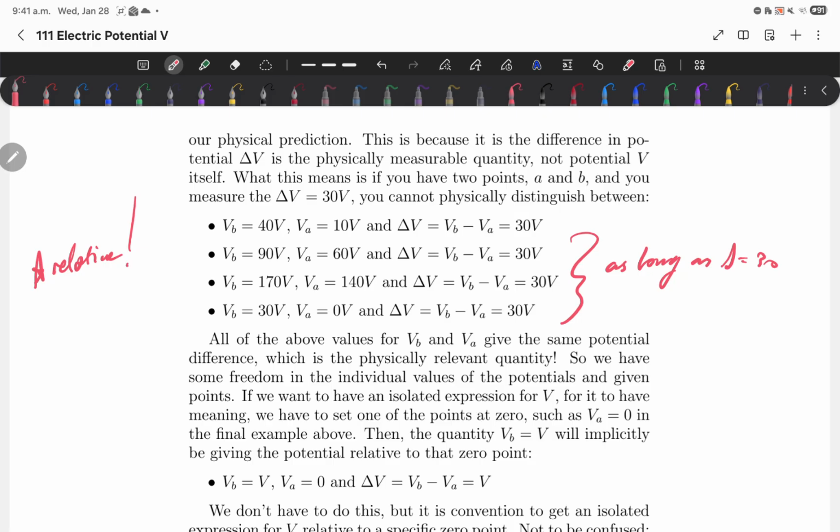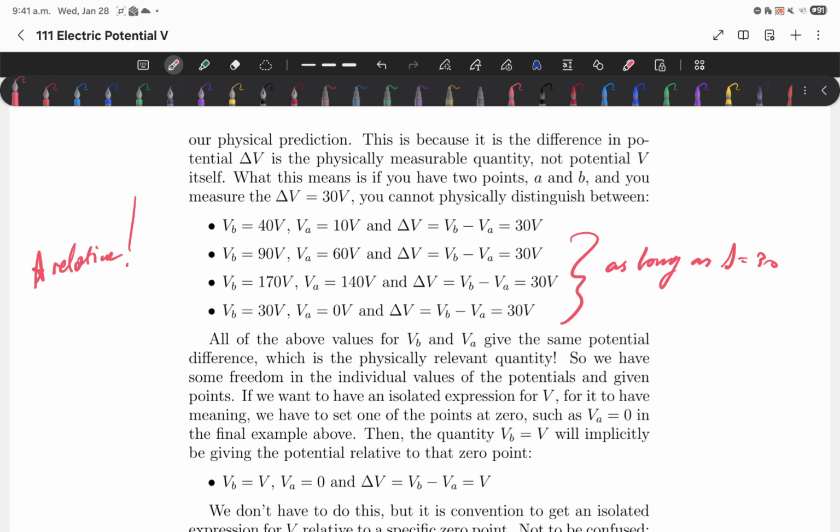So what we do, if we want to find an expression for just V instead of delta V, we say, okay, one of these ends is going to be 0. The other end will be V. And we're measuring V relative to that one point.